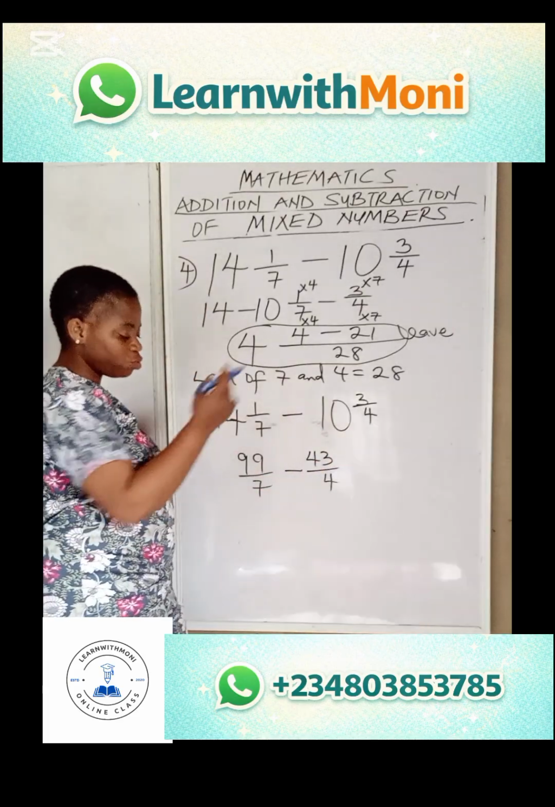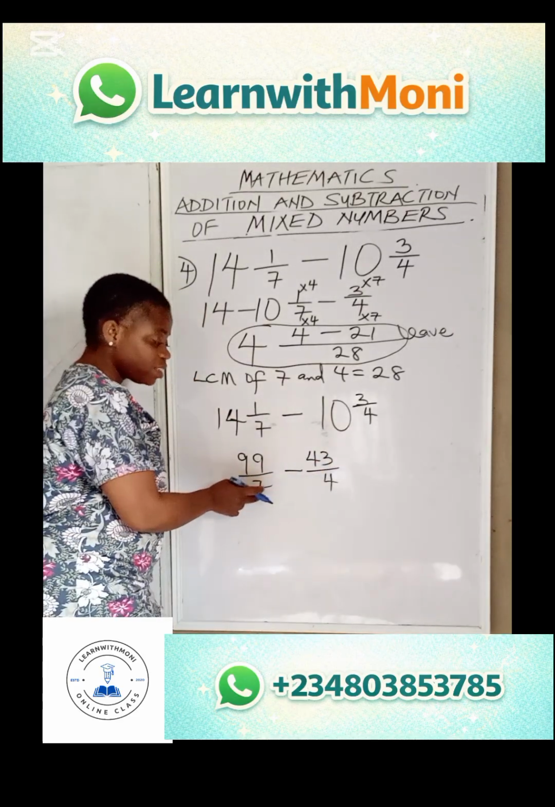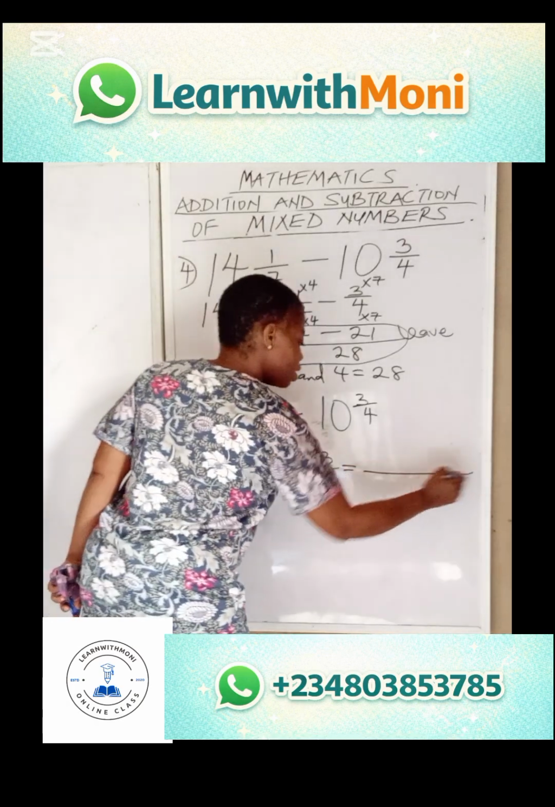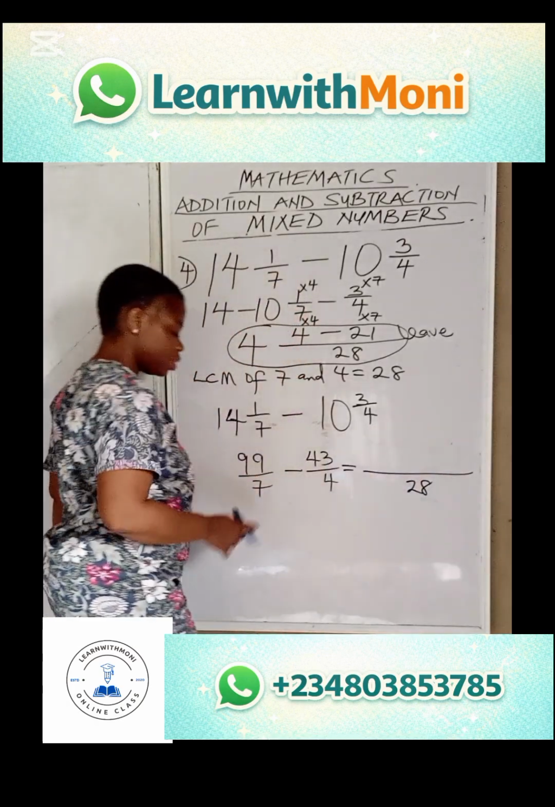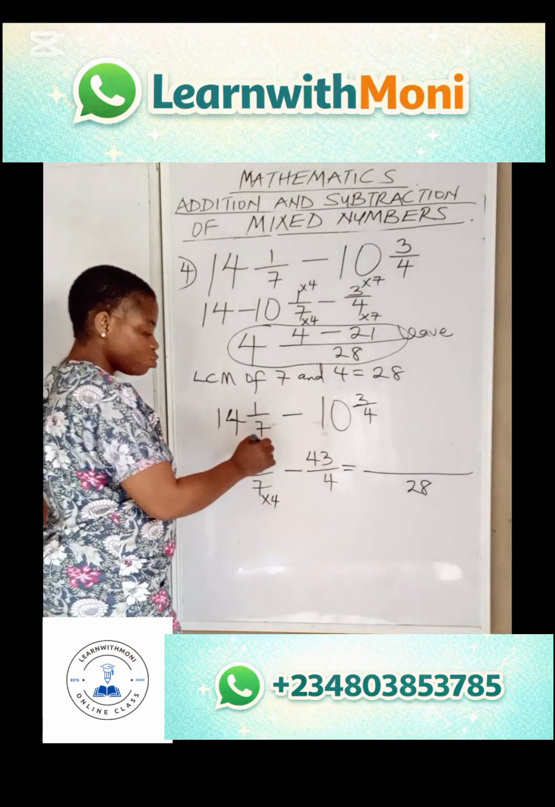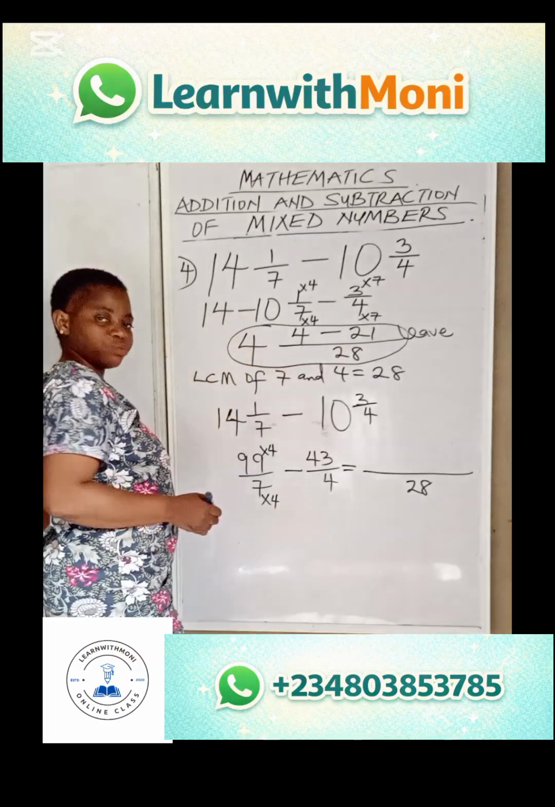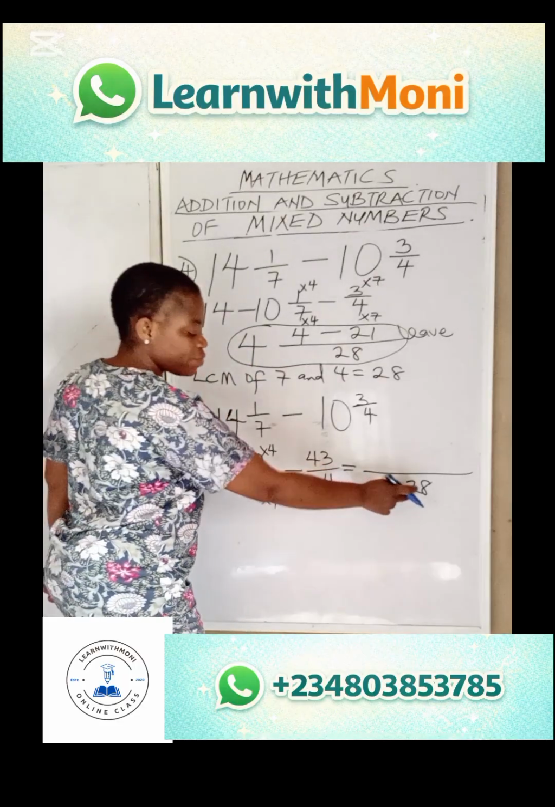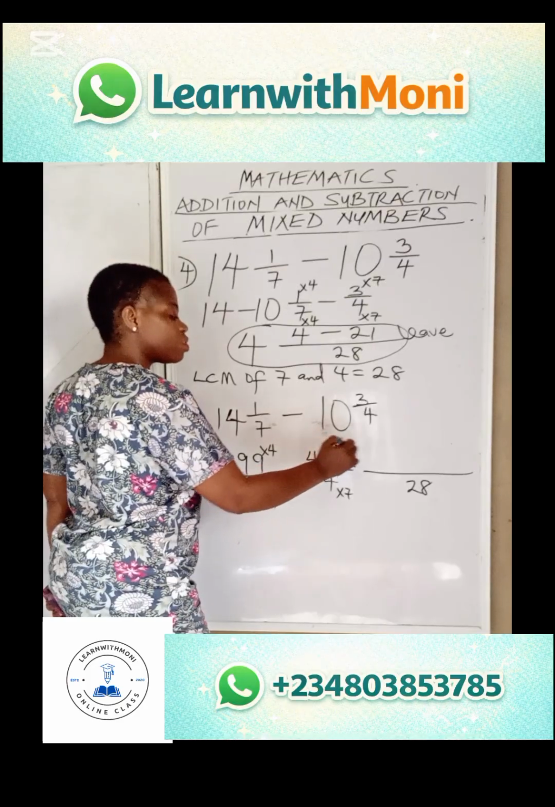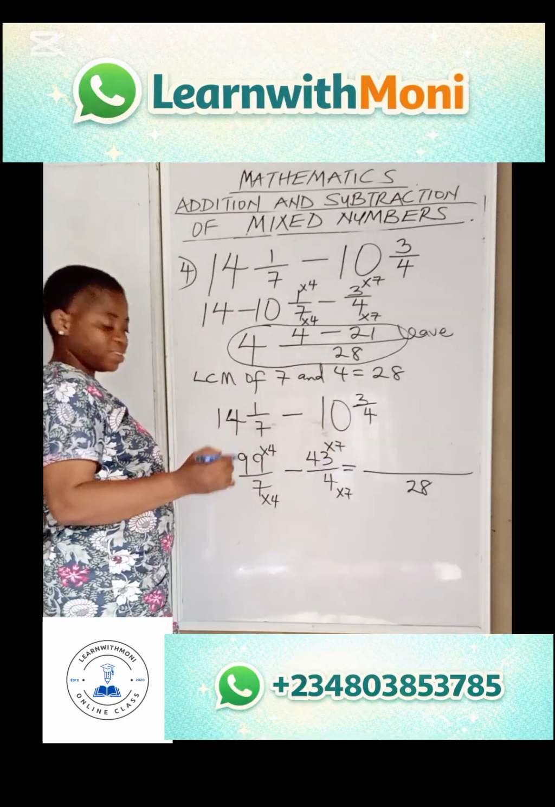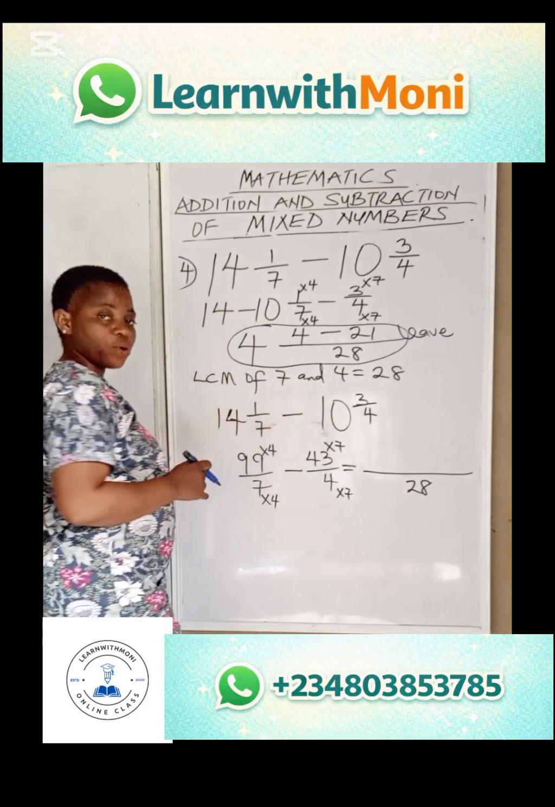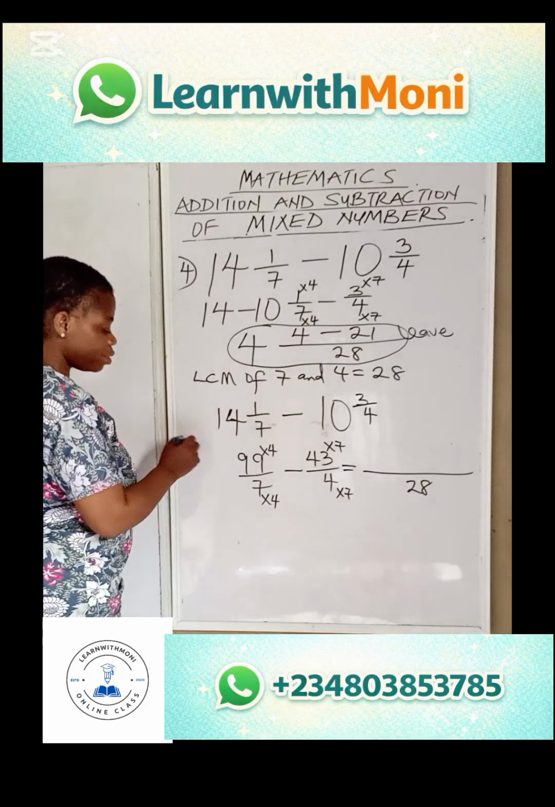So now, we have to do the subtraction. The LCM of 7 and 4 is still 28. 7 times 4 is what will give us 28, so the numerator will also be times 4. 4 times 7 is what will give us 28, so the numerator will also be times 7. So let's see, 99 times 4.